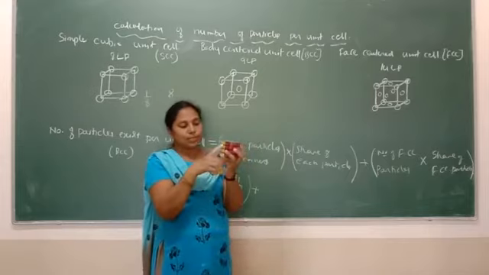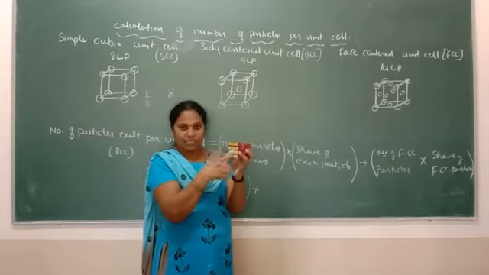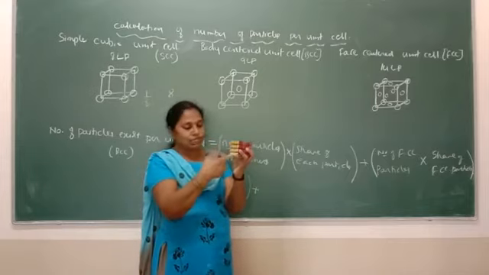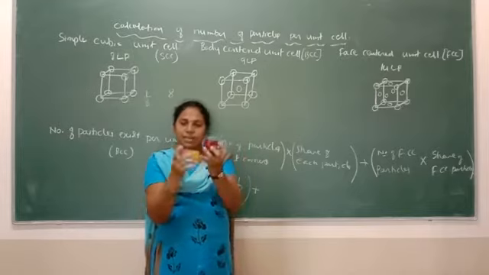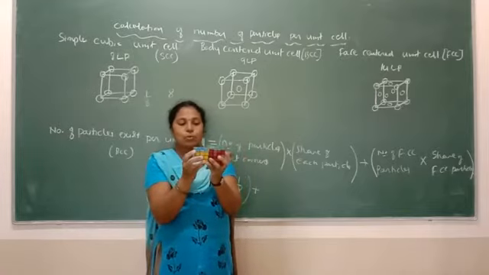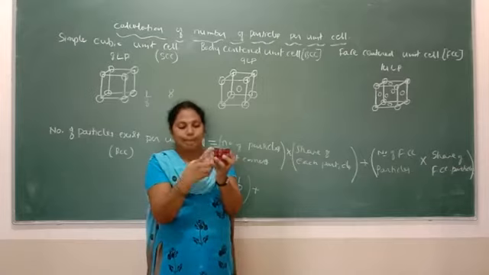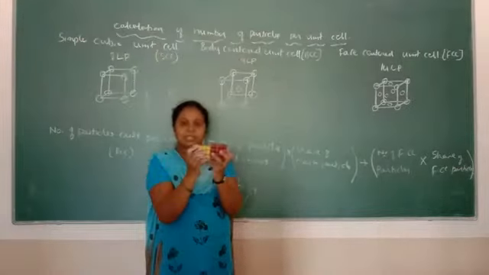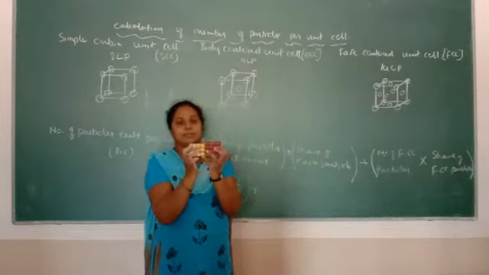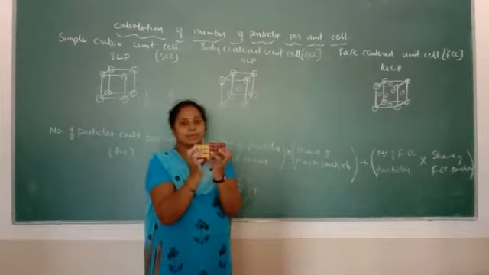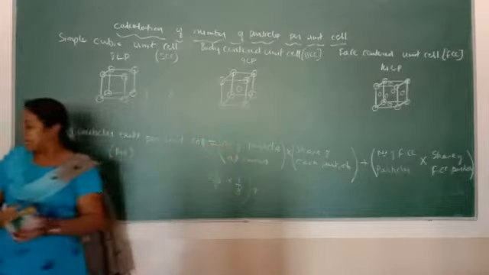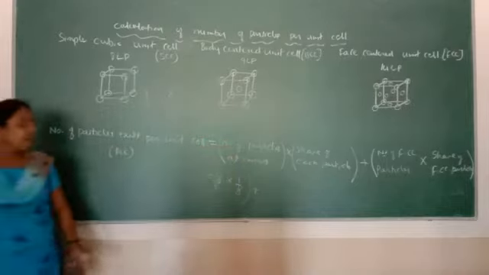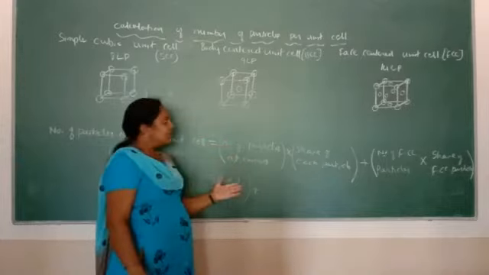So if there is a particle at the face center, and if this is one unit cell and that is another unit cell, these two are linked with one another by this face particle. That means the face-centered particle is directly linked with two unit cells.